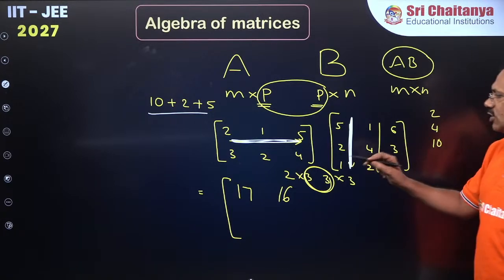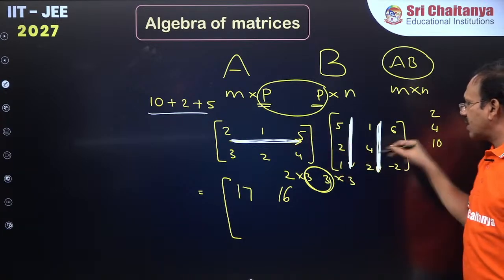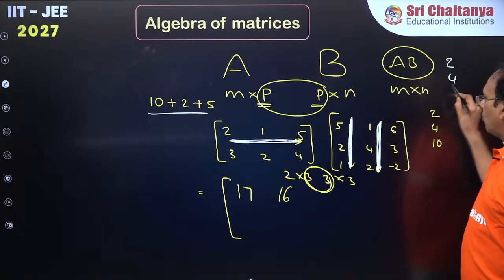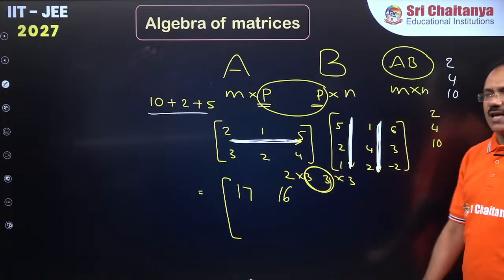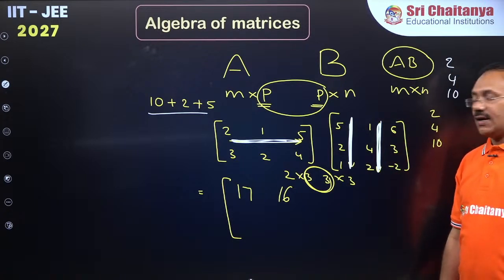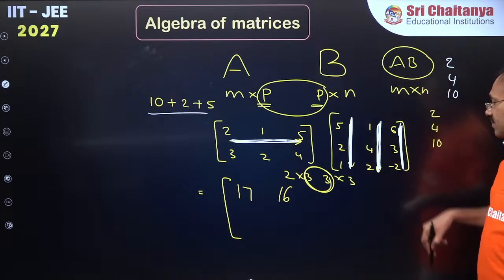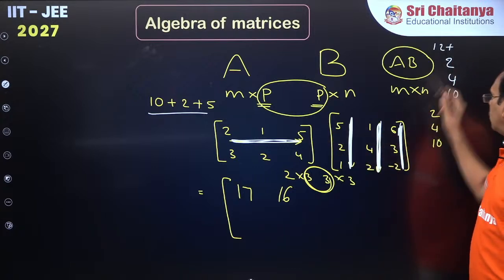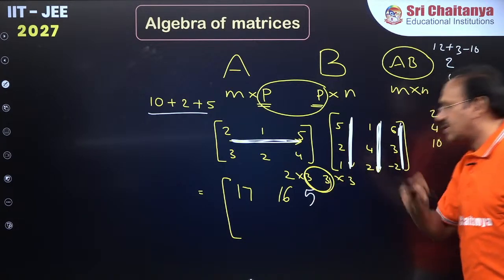The next continue with first row, second column. 2 into 1, 2 plus 1 into 4, 4 plus 5 into 2, 10. You got 16 this time. Next, first row, third column. You see, 2 into 6, 12 plus 1 into 3, 3 plus 5 into minus 2, minus 10. 15 minus 10, 5 you will get.